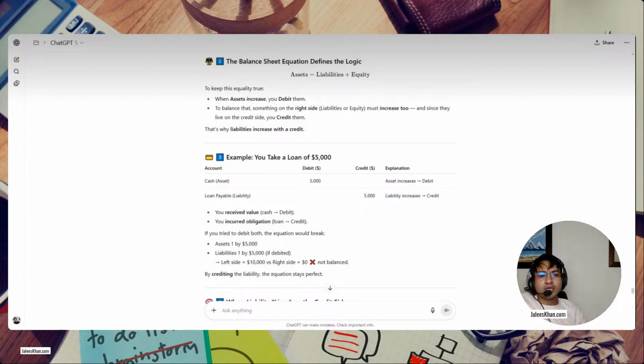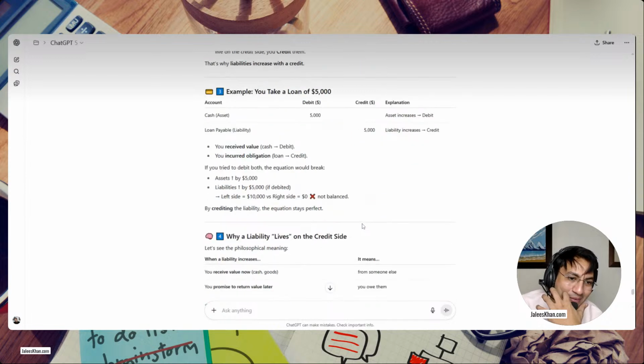Liability: you receive value, cash, debit. You incur an obligation, loan, credit. If you try to debit both, the equation would break. Why? Assets increase by this one, and liabilities would increase if debited on the left side of the equation. By crediting liability, the equation stays perfect.